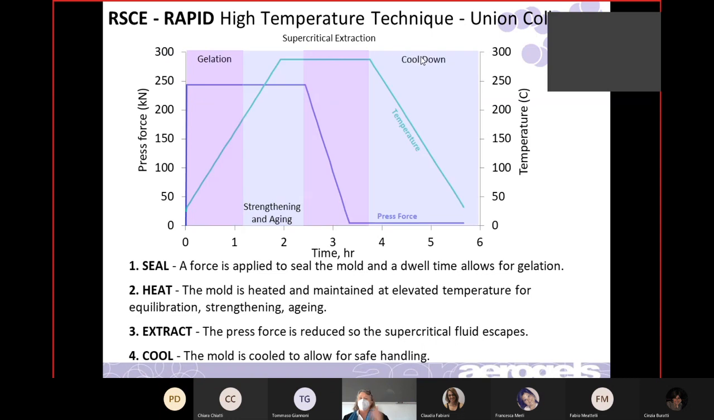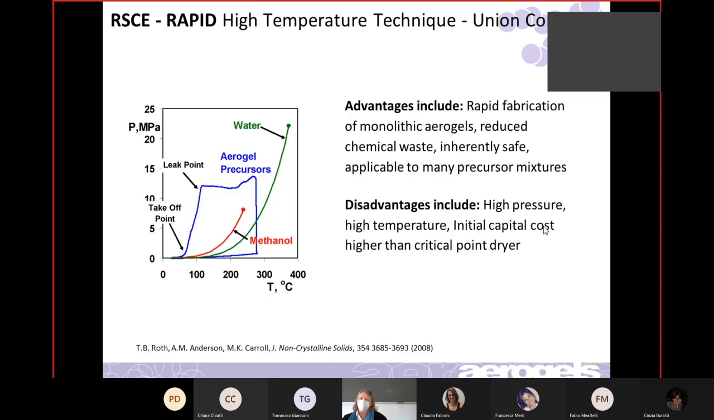We can do it faster for smaller things, but when we want to make large monoliths, we do it about 6 hours. And it's a nice technique for making aerogel. So here's what's happening. This is a phase diagram again, pressure versus temperature. And this is that vapor line for methanol. Right over here, I'm a liquid. Over here, I'm a vapor or gas. And this is it for water. Again, we have a mixture. So the mixture has some line between that.